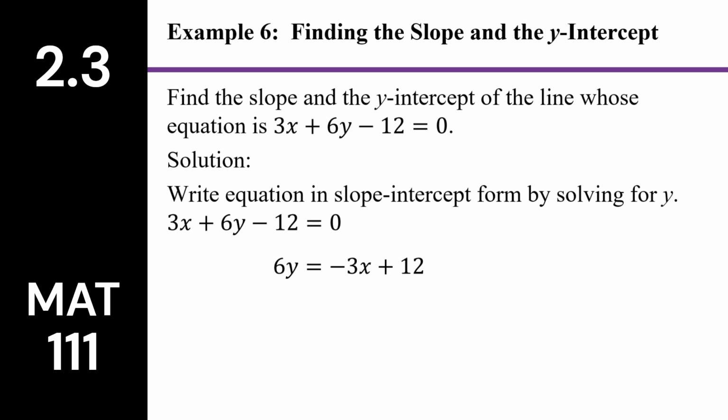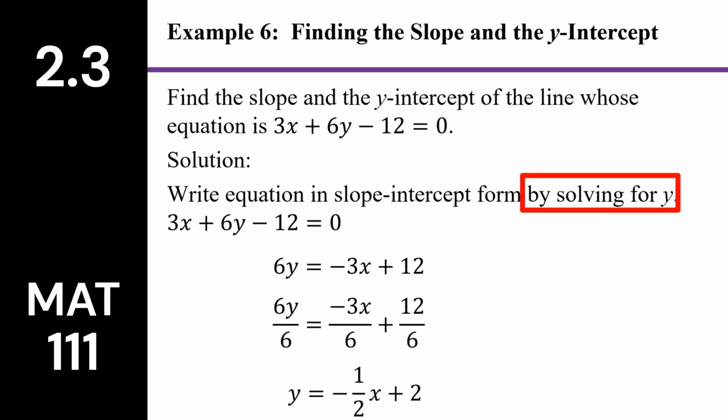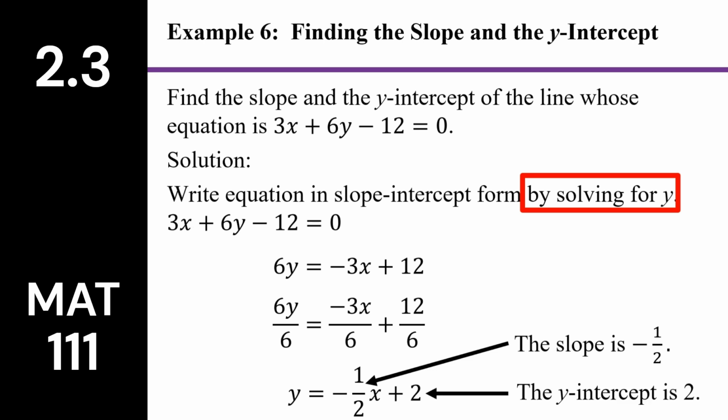At this point, I need y by itself. Since they're multiplying it by 6, the next step in simplifying this is to divide each term by 6, because then the 6's cancel, giving me just y on the left. And then I simplify these fractions and I get -1/2 and 2. So remember, the goal was to solve for y. By doing that, we now have this in slope-intercept form. So that means that the coefficient of x is the slope. So the slope is -1/2, and the b term is the y-intercept. So that means that it's a y-intercept of 2.